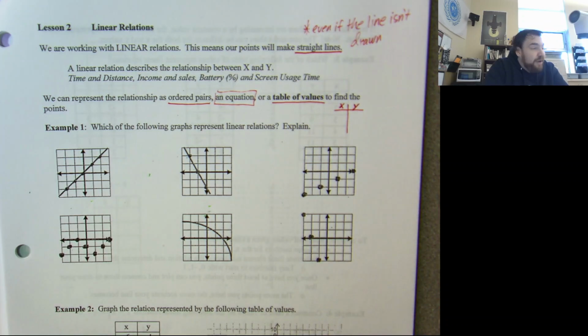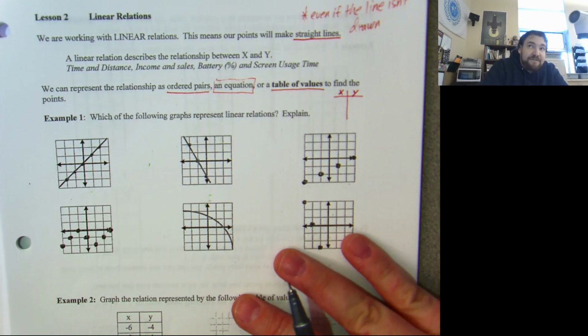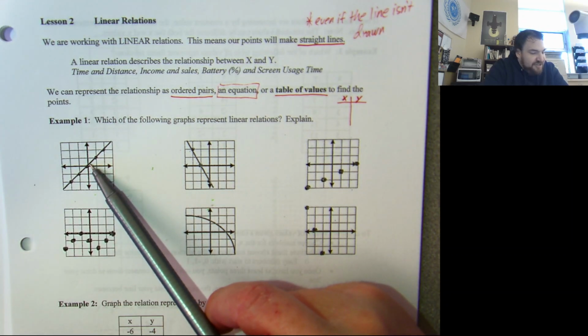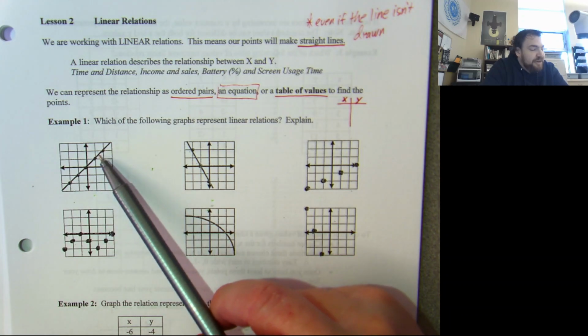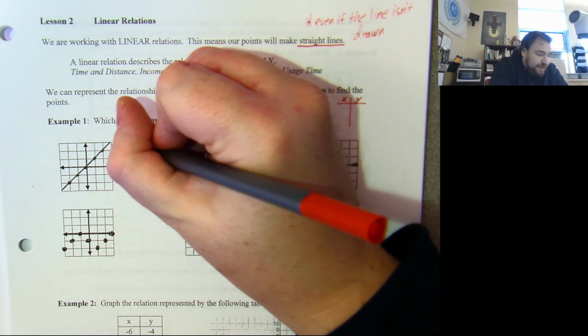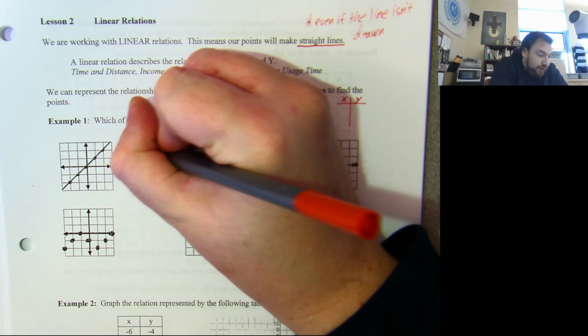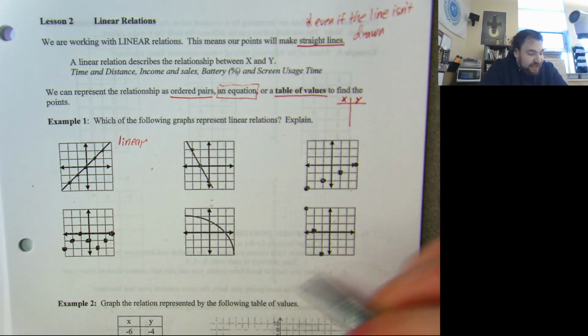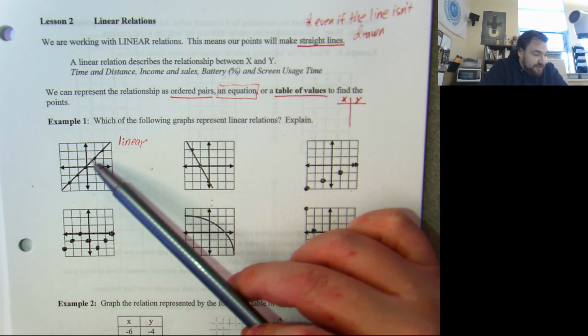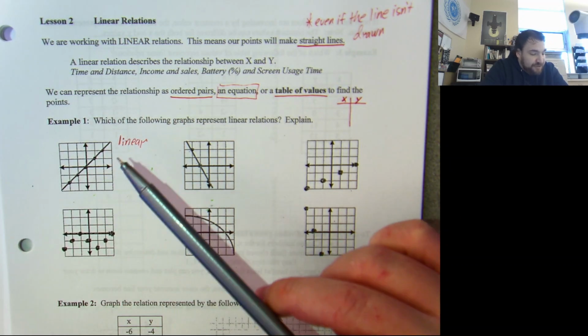But we can also use a grid. If I've graphed these things, do these points make a straight line? Does the line that is drawn look straight? Yes, it does. So we say that this relationship here, whatever it is, we say that it's linear, because I've got some points on the graph, and I'm able to connect them with a straight line.